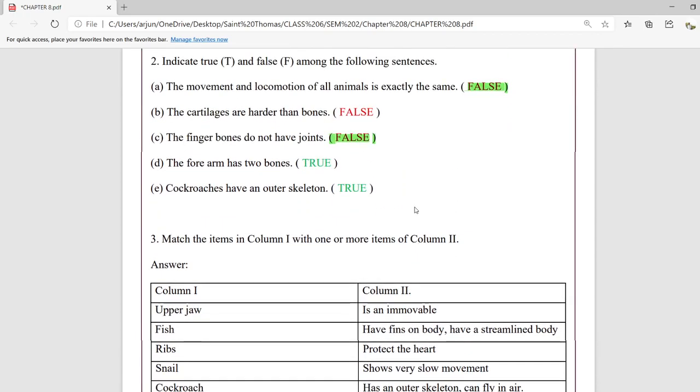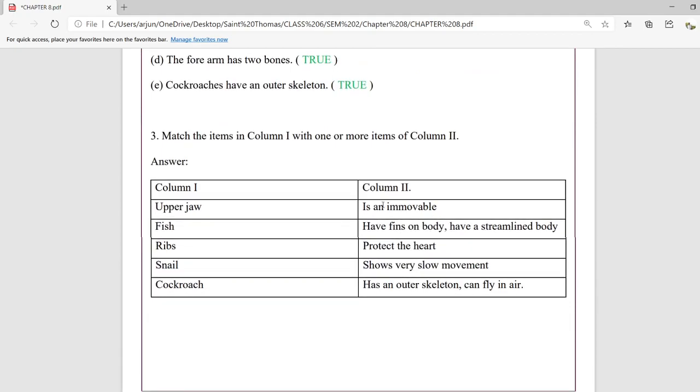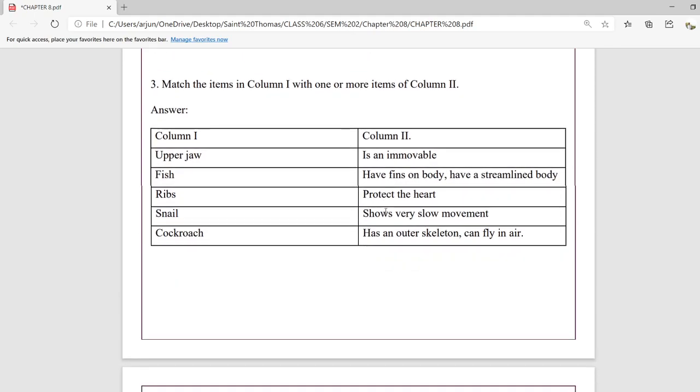The next is, cockroach has an outer skeleton. We have seen in the previous lecture the 3D figure I have shown of the cockroach. There is an outer skeleton. True. Okay. Match the items in column 1 with one or more items of column 2. So here I have written directly the answer. Upper jaw. It is immovable. If you want to try, then you can try. You can move the lower jaw, but you can't move the upper jaw.